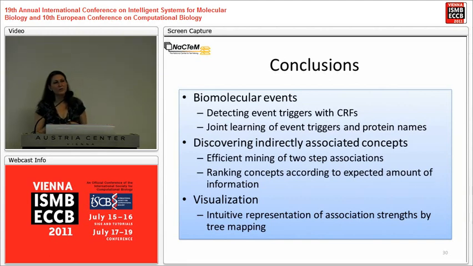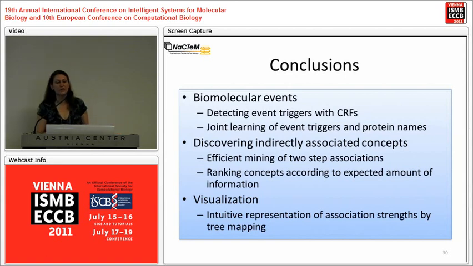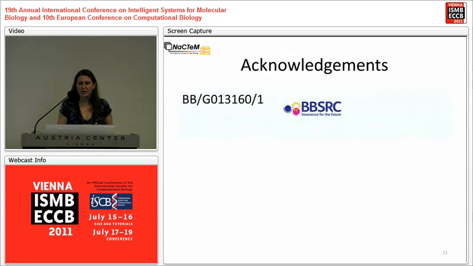The second part was discovering the indirect association concepts, and in this case we used a kind of simple, efficient mining of two-step associations, because there are other people doing that. And we ranked the concept space by the element of surprise for the new information. And last, the visualization was to find a more intuitive way to show users the association strengths by tree mapping. And acknowledgement, this is funded by BBSRC. Thank you.